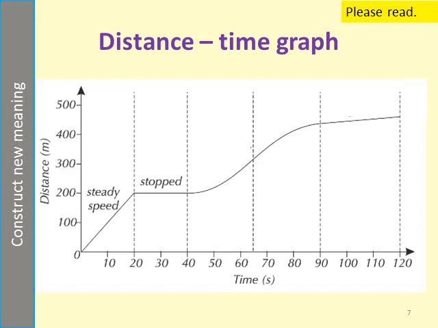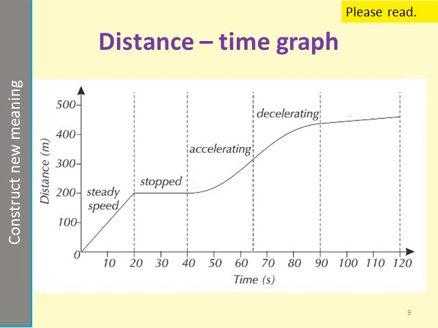This next bit of the graph here, the object has not moved any distance. It's still at 200 meters, but the time has passed from 20 to 40 seconds. So the object is stationary, not moving. The next section is a curve, which is increasing up here, and so we say the object is accelerating. This curve, however, is flattening, so the object is slowing down or decelerating.